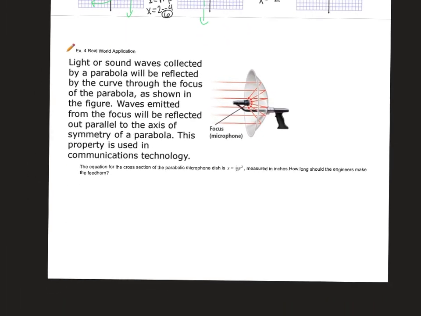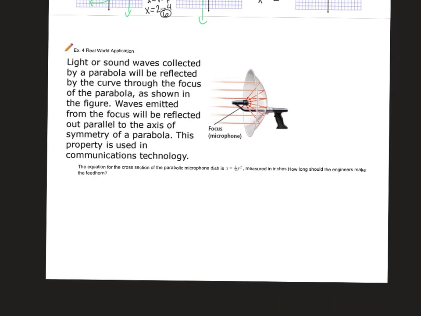All right, so light and sound waves collected by a parabola will be reflected by the curve through the focus of the parabola as shown in the figure. Waves emitted from the focus will be reflected out parallel to the axis of symmetry of the parabola. This property is used in communications technology. The equation for the cross-section of the parabolic dish is x equals 1 over 32 y squared, measured in inches. How long should the engineers make the feed horn?